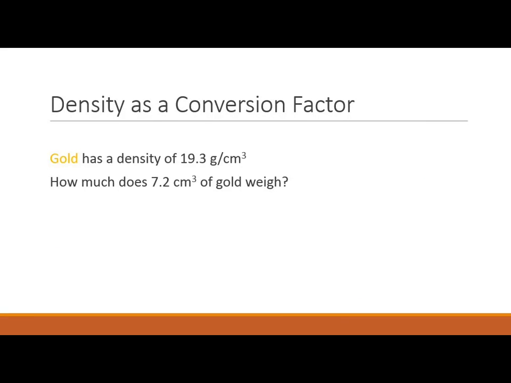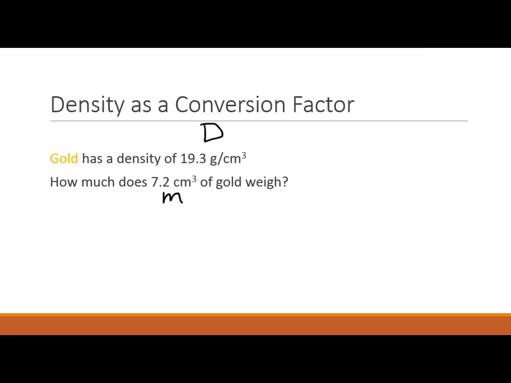So the next thing that we can do with density is we can actually use density as a conversion factor. So a problem might say something like this, since we've been talking about Archimedes. I could tell you that gold has a density of 19.3 grams per cubic centimeter, right? This is the density. How much does 7.2 cubic centimeters of gold weigh? So this is the mass.